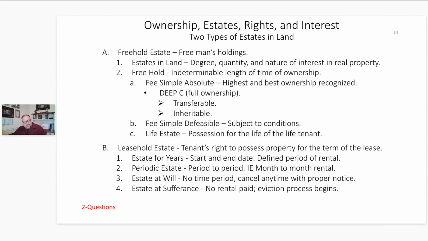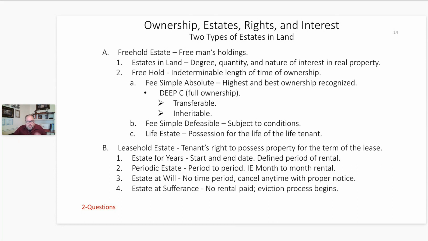And then estate at sufferance, this is where no rent is paid and the eviction process begins. This is actually the least of all the tenancies. Fee simple absolute is the highest of all the tenancies. Remember the two types of tenancies, freehold and leasehold. Under freehold, you got fee simple absolute, fee simple defeasible, and life estate. Under leasehold, you got estate for years, periodic, estate at will, and estate at sufferance. So fee simple absolute is the highest and best of the tenancies. And estate at sufferance is the least because you haven't even paid rent. There's no rent being paid. So basically, squatting has happened.